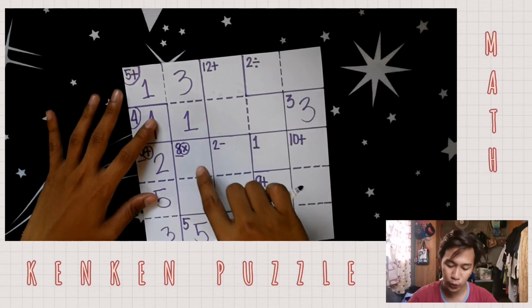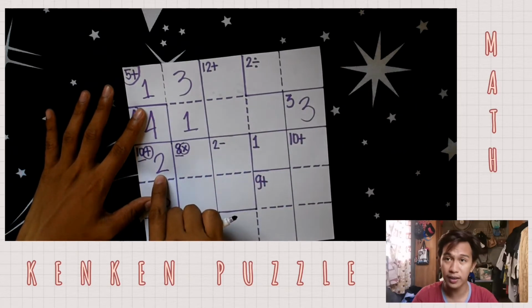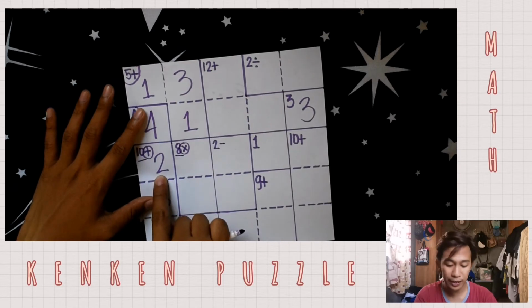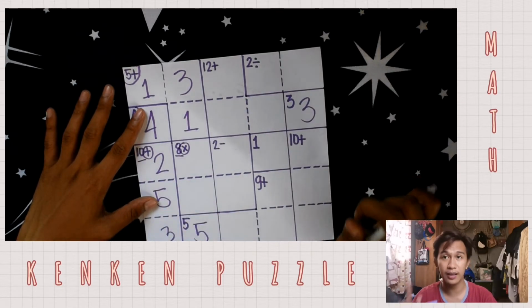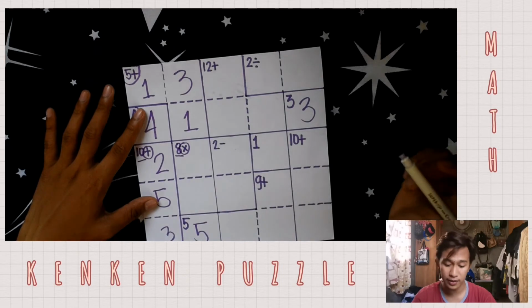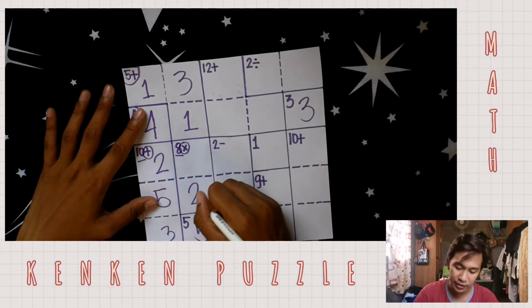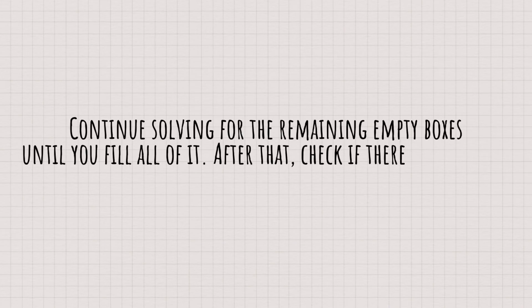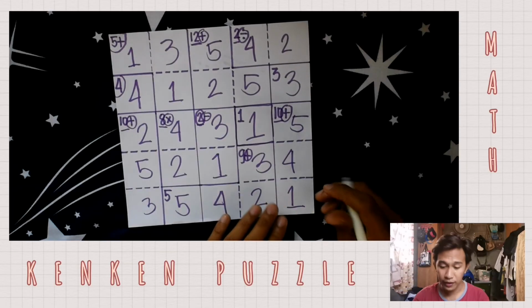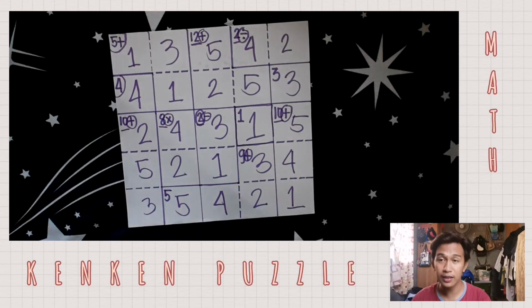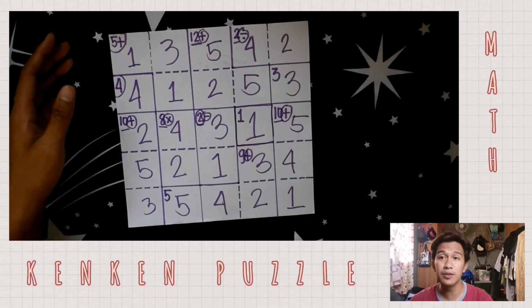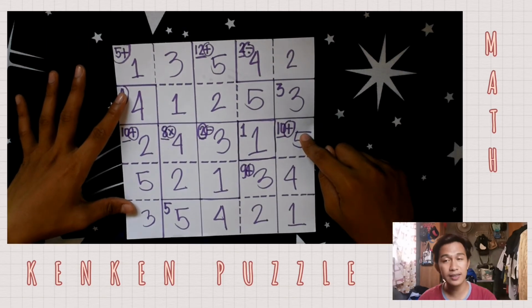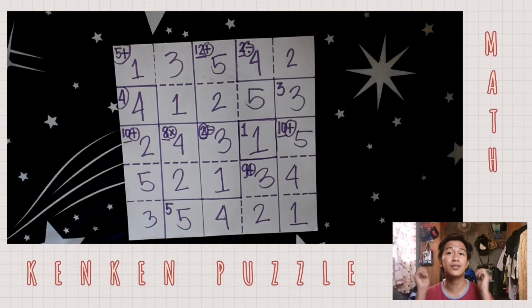We cannot put 2 here because there's already a number 2 here. It is not applicable because it should not be repeated in any column or row. So let's try putting number 2 here and number 4 here. To check if our answer is correct, let's be observant enough to see if there are numbers repeated more than once. So we can say that our KenKen Puzzle is now solved.